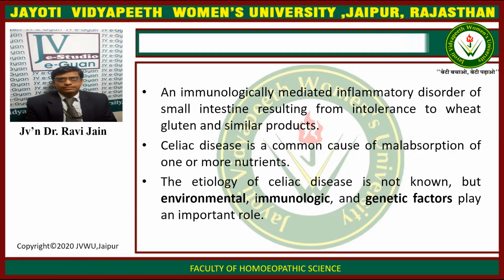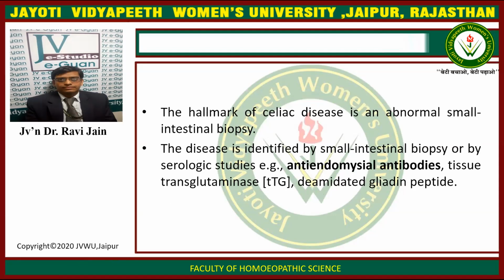The exact etiology of celiac disease is not known, but environmental, immunogenic, and genetic factors play an important role. So, three factors: environmental, immunological, and genetic. The hallmark of celiac disease is an abnormal small intestinal biopsy. Intestinal biopsy is done to diagnose the case. Celiac disease is identified by small intestinal biopsy or by serological studies, for example anti-endomysial antibodies, tissue transglutaminase (tTG), and deamidated gliadin peptide.